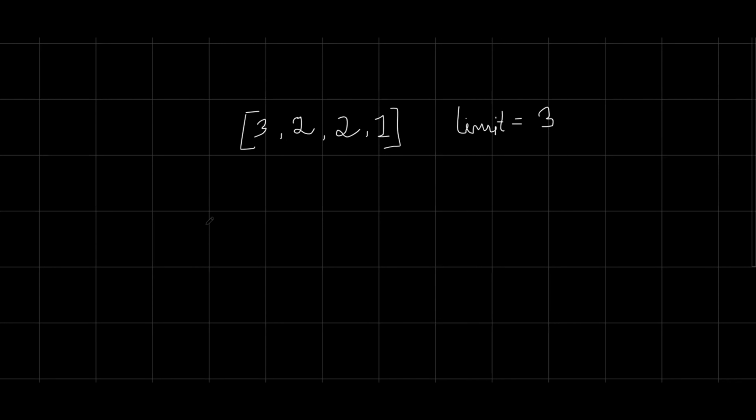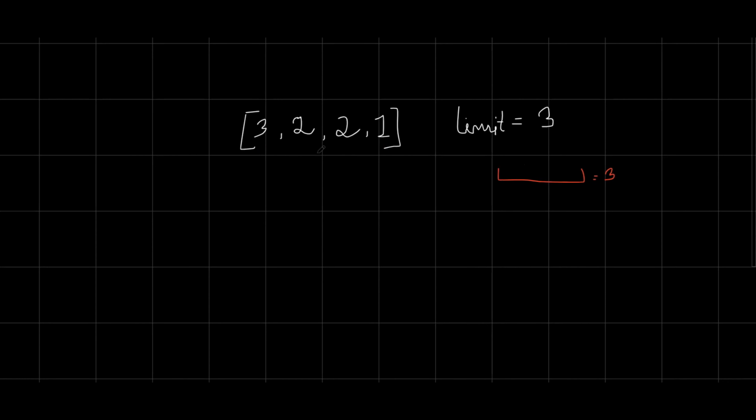For the simplicity of the algorithm, we have taken the second example. Here, in the second example, it has 4 elements in the array. The weight of the first person is 3. The weight of the second person is 2. The weight of the third person is 2. And the weight of the fourth person is 1. And the limit is 3. That means a boat can carry at most 3 units of weight.